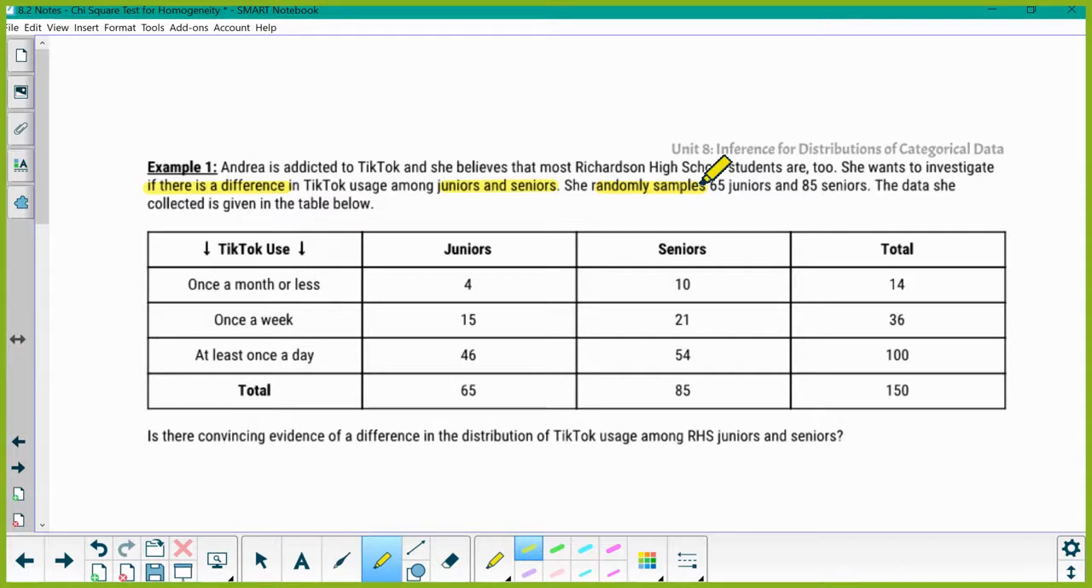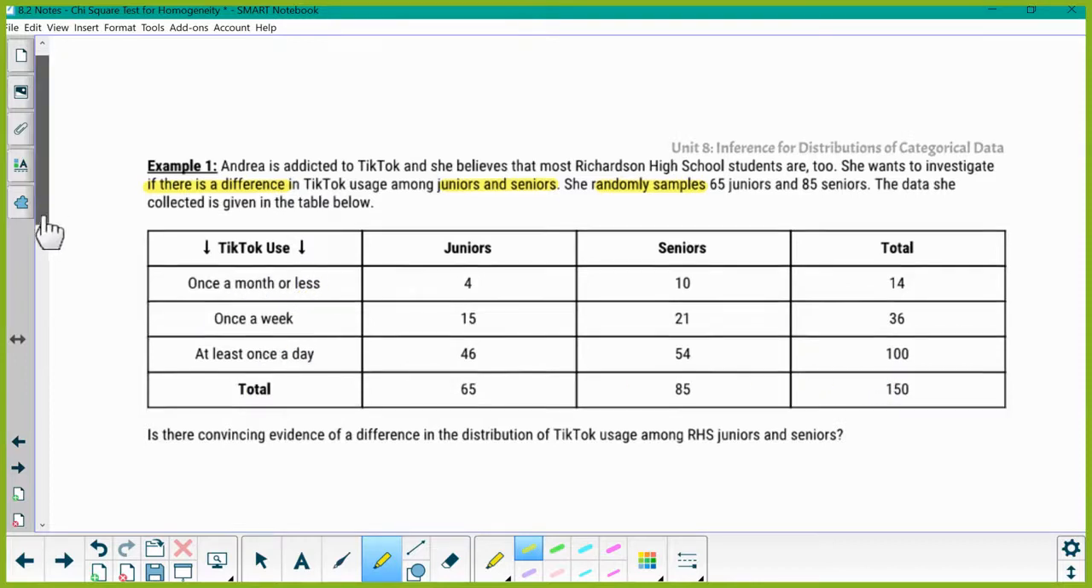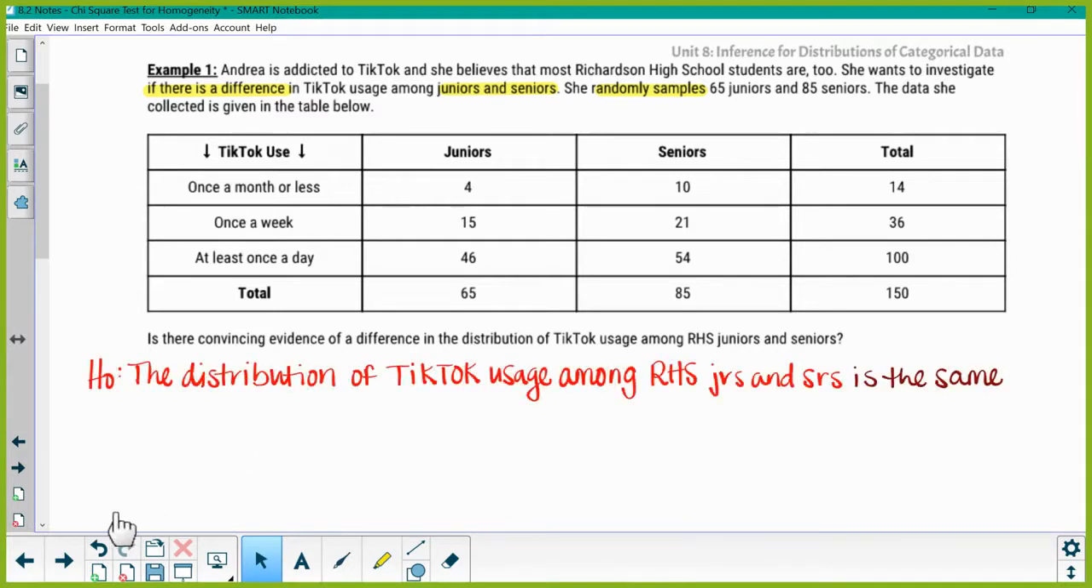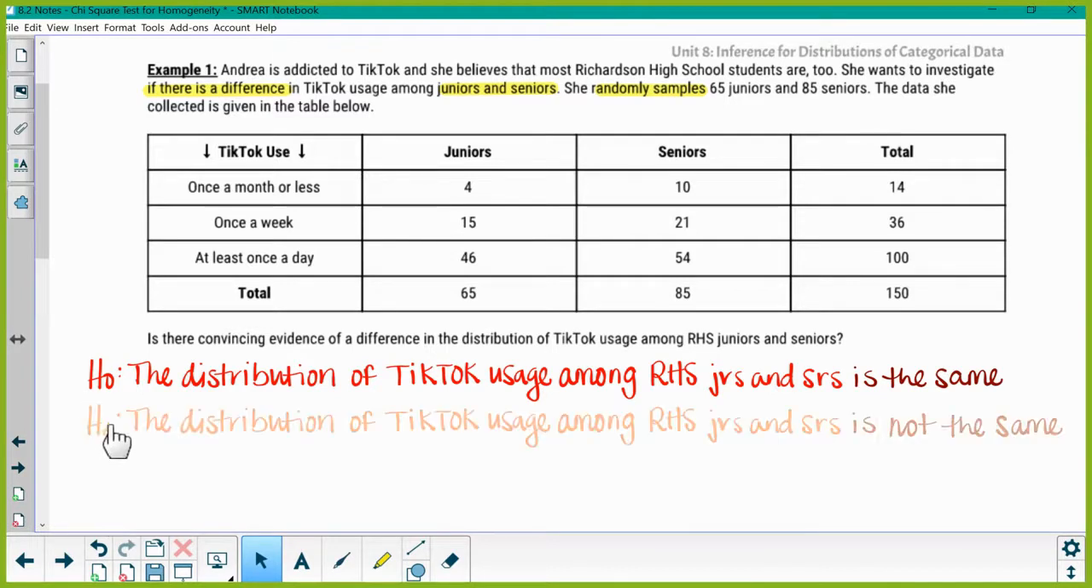So we have her table, we have her totals, we have once a month, once a week, at least once a day. Now, is there convincing evidence of a difference in the distribution of TikTok usage among RHS juniors and seniors? So, my first step is going to be writing my hypotheses. So, I'm going to go ahead and write my null. The distribution of TikTok usage among RHS juniors and seniors is the same. So, remember, it's always the same for the null, and for the alternative, is the distribution not the same?